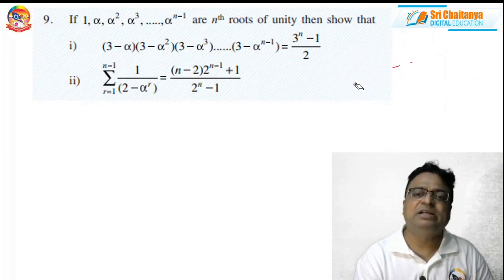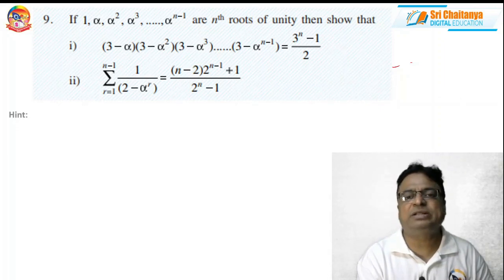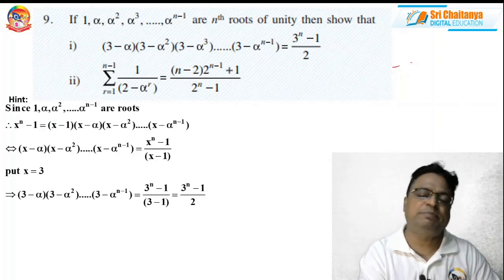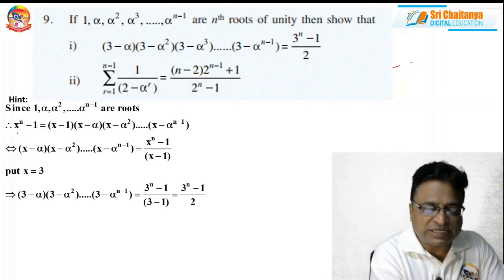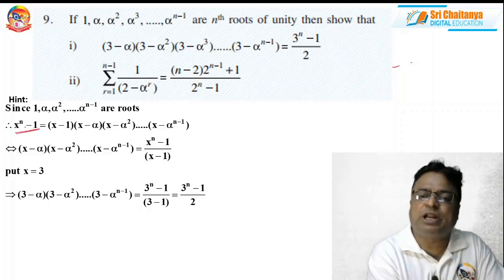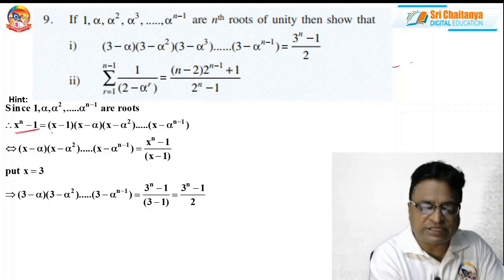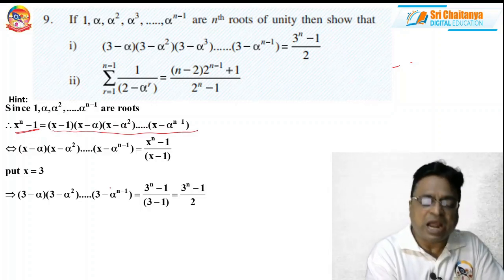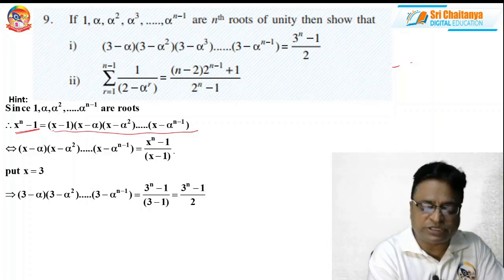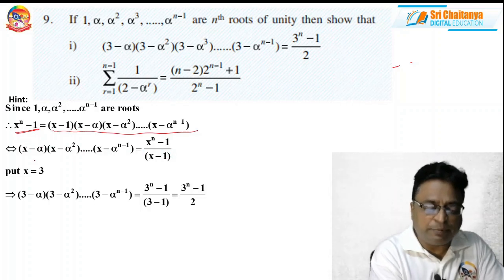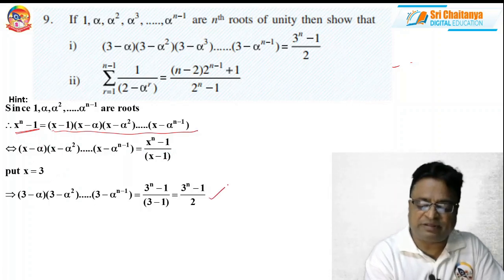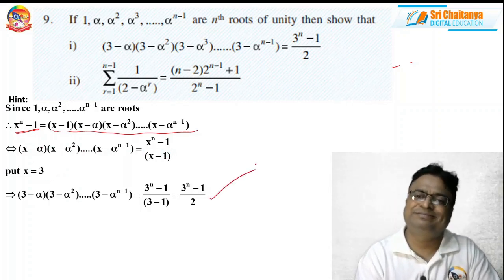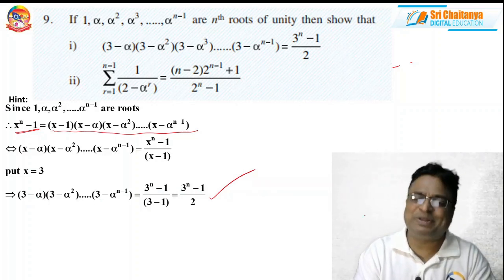What kind of idea? Here also I have applied the same funda which I solved in previous questions. So consider this is an nth degree polynomial, and since these are the roots, I can express this into the factor form like this. And if I divide the equation on both sides with x minus 1 and put x is equal to 3, automatically you will get the first answer. Got it? This is the technique, please practice.